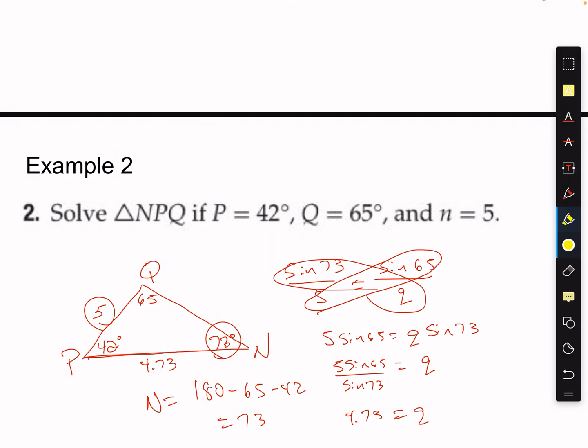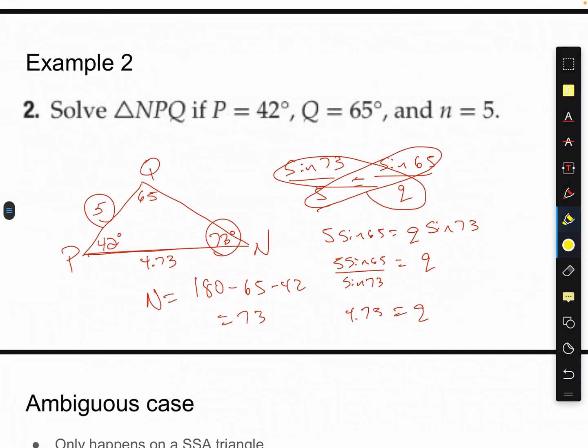What I want you to do is finish example 2. So what I want you to do is figure out what the other side length would be. To do that, you could go back to sine of 73 over 5, and set that equal to the sine of 42 over p, right? And do the same thing and find out what this p value is.